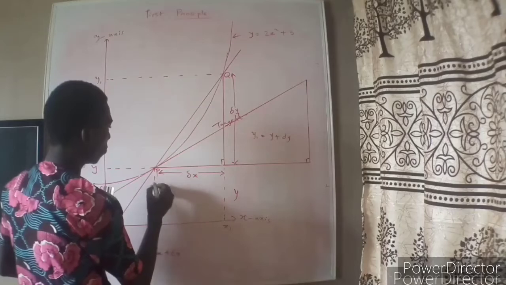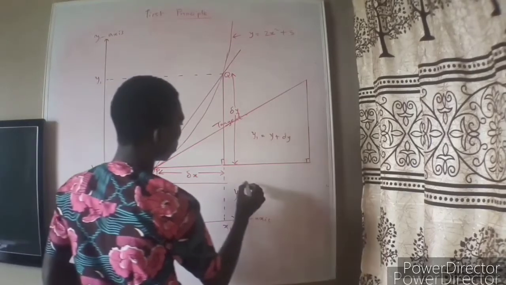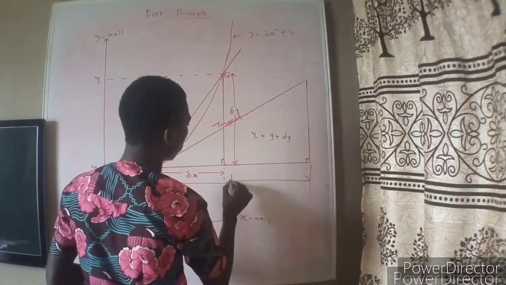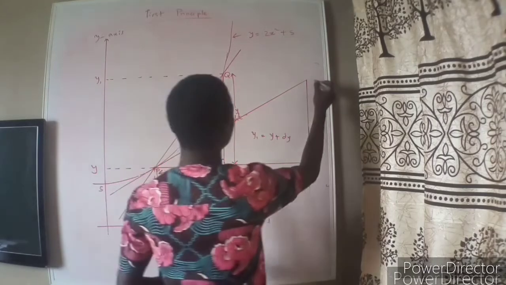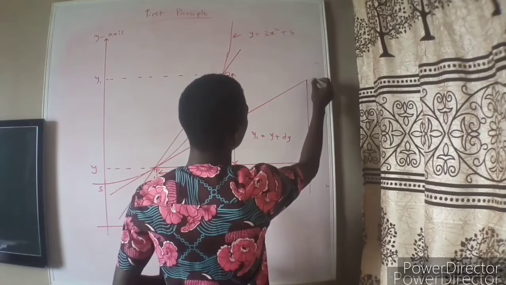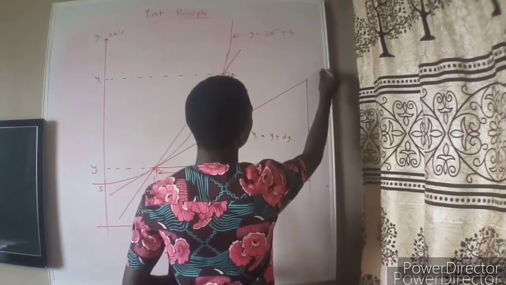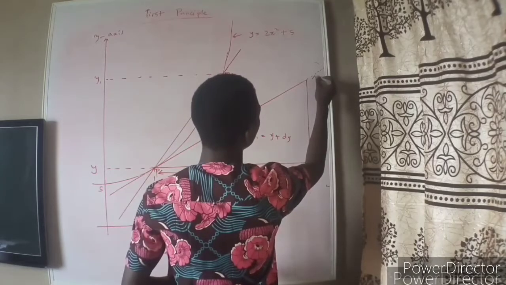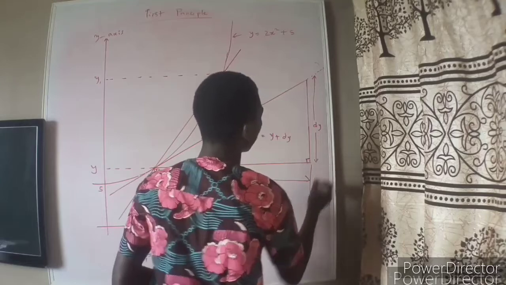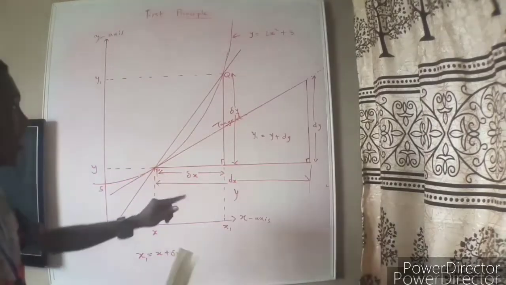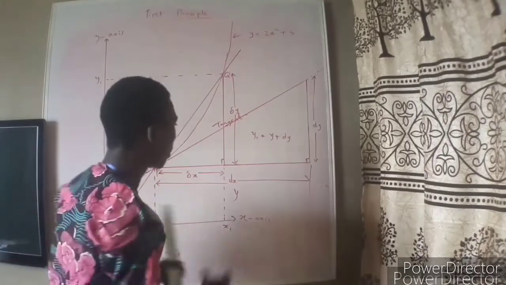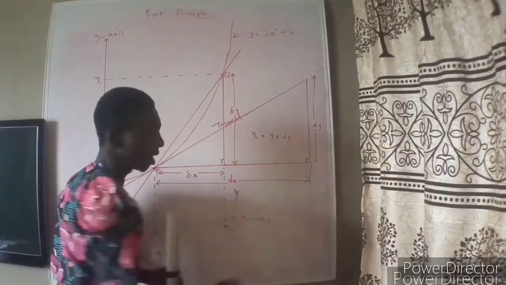Here is change in y. Then how about from here to here? This is my what? dx. Then from here the tangent can continue to any point. So to any point it gets to becomes my dy. Now I will tell you the reason how this became dx and how this became dy. Now it is just as simple as it is.